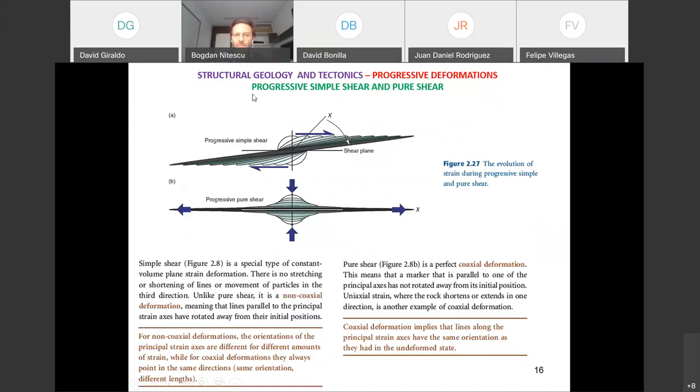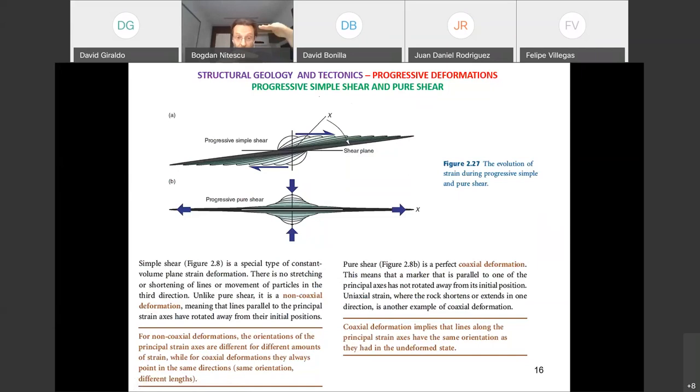The reason I put here progressive is, you remember at the beginning of the class, I told you that you can look at the deformation, the initial state and final state, or the history of deformation, how it got from here to here. So progressive means looking at the history of deformation. And progressive simple shear, progressive pure shear. Look at this, it makes sense. This is an initial sphere, and this is a final ellipsoid, you see, obtained through simple shear deformation.